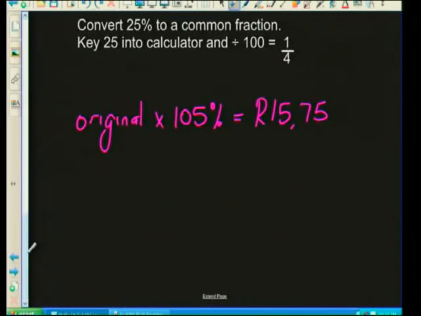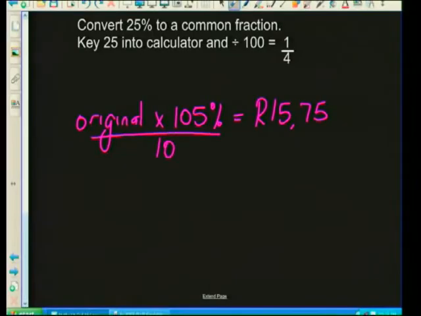So if I want to know what the original price is, I need to get this original on its own. So I'm going to divide here by 105%. And I'm going to divide on the other side by 105%. That's not a 5. 105%. And that will give me my original amount. This is a situation where you can't just work out 5% of 15.75 and minus it. We need to actually work out what the original was.